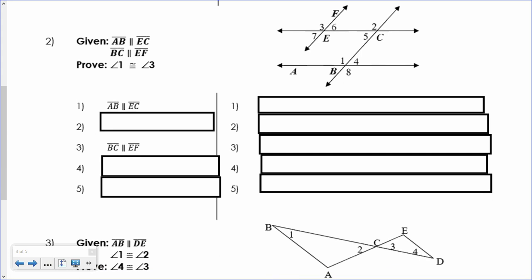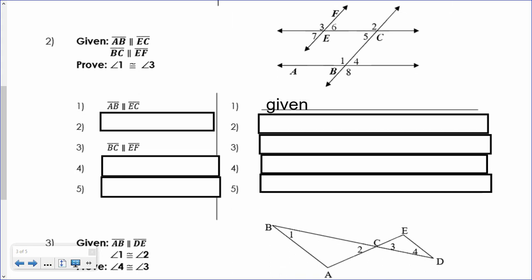Alright, number 2. I have 2 givens provided, and it is wise to separate them. So I'm going to use my first given to say that AB and EC are parallel. If you would like to use a marker or highlighter to highlight them, you can see AB and EC are these horizontal ones right here. Okay? Based on the fact that those 2 lines are parallel, what can I say?